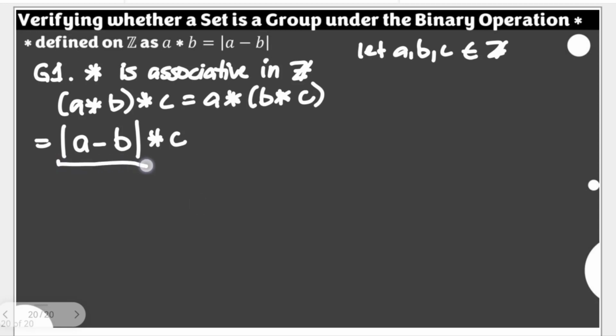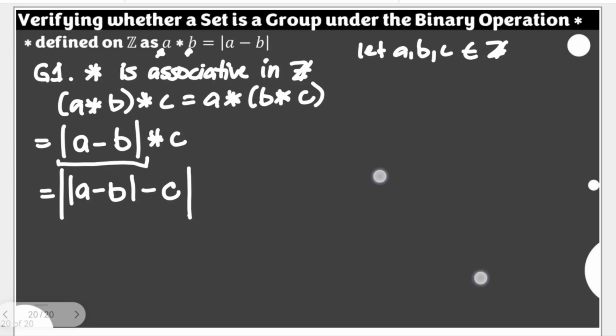This will be treated as one, so we're going to let it be our new first element on our set, and C here would be our second element. This would mean we will have the absolute value of their difference. Let me rewrite it to make it better: the absolute value of the absolute value of A minus B, then minus C. So we have an absolute value inside an absolute value. This is for the left-hand side.